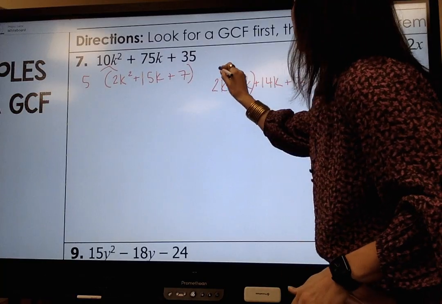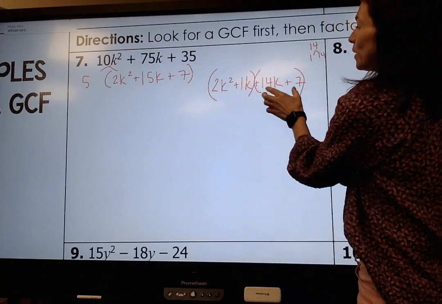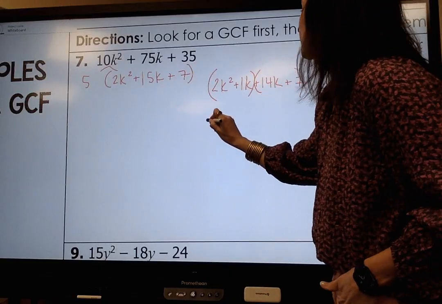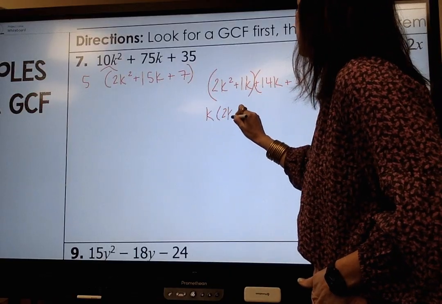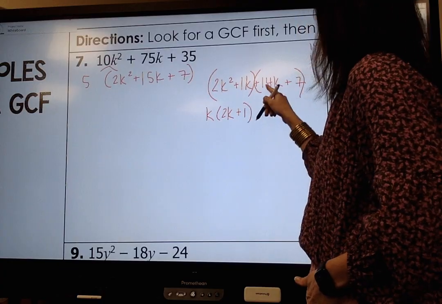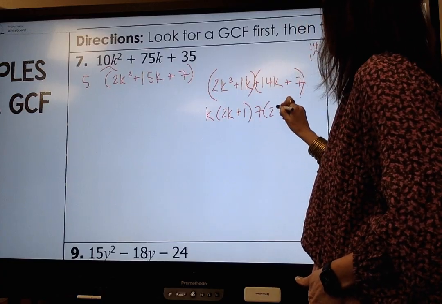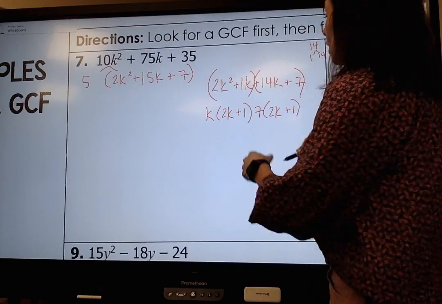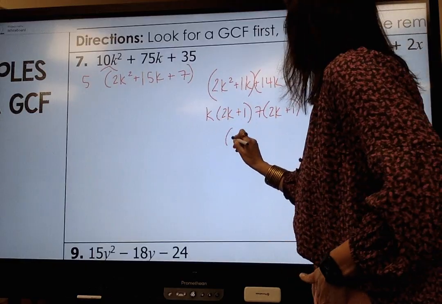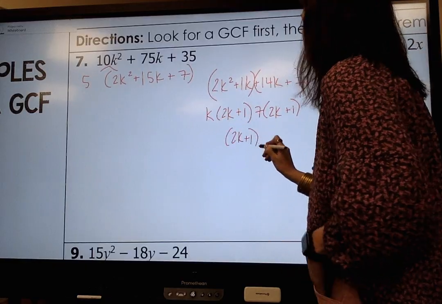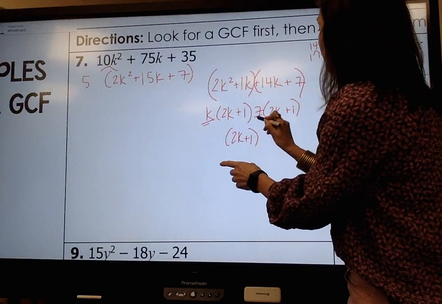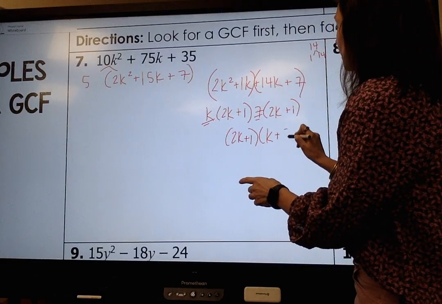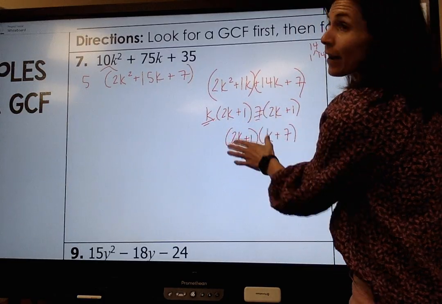And then I split it up 2 and 2, and I take out my GCF. So I take out a k here. I'm left with 2k plus 1. And over here, I take out a 7, and I'm left with 2k plus 1. Perfect. These match up. 2k plus 1. And to make that other binomial, I just combine that k and 7 to be k plus 7. So I have factored that.